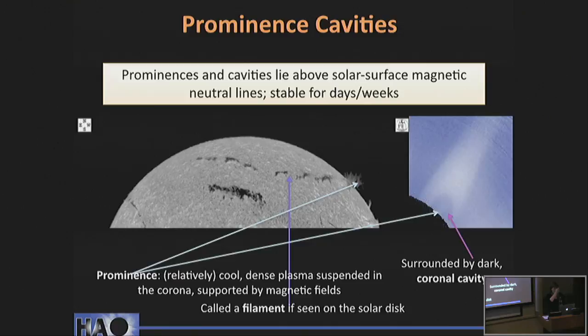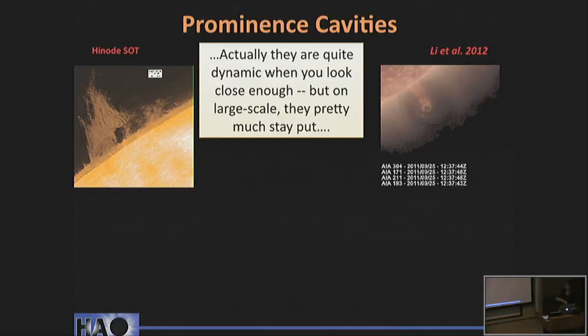But they are actually quite dynamic when you look at it. These are movies. This one is kind of hard to tell it's a movie. This is a prominence zoomed in on, and you can see that there's constant flows all the time. This is a cavity with a prominence in the middle, and it's showing you flows not just in the prominence material, but also in the coronal material, the hot material that's surrounding it.